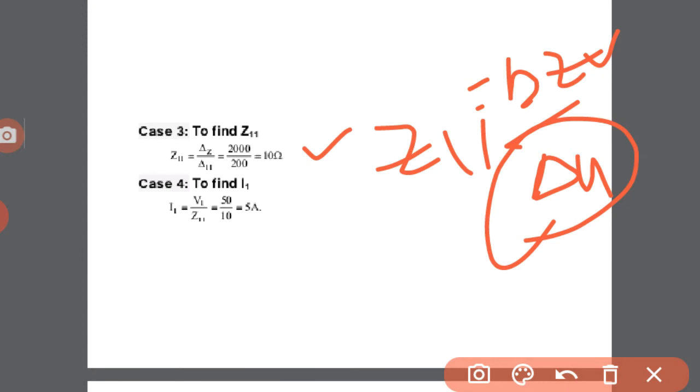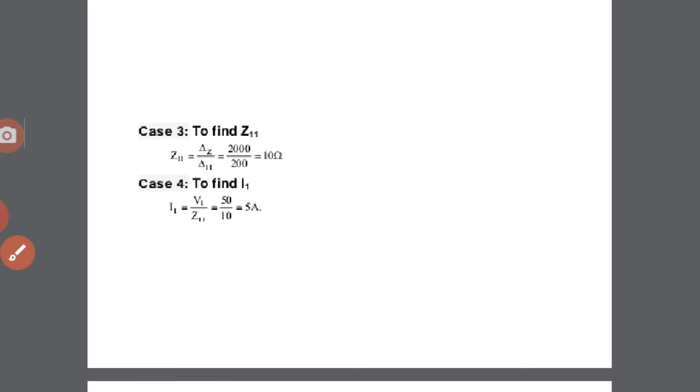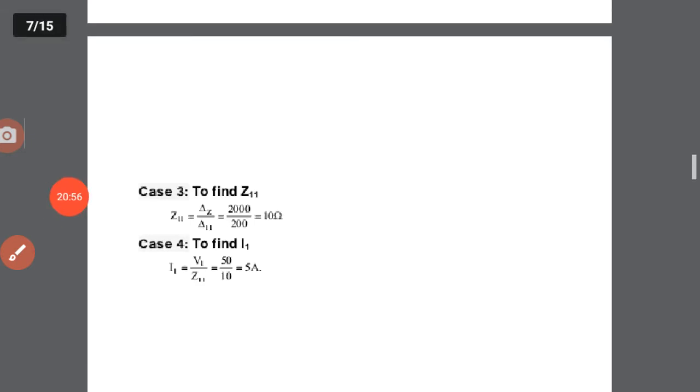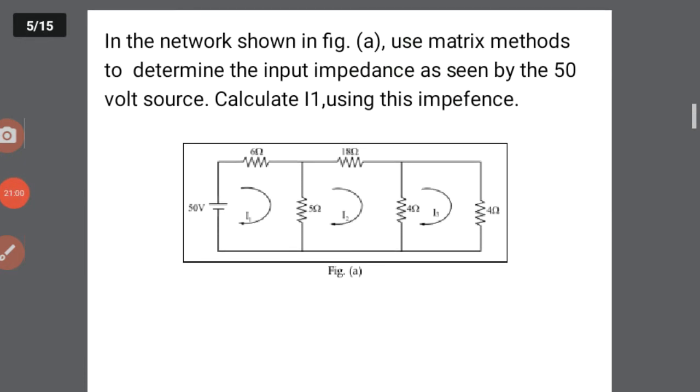Again, to find the value of the I1 current, we have already found the value of the impedance. Next, we already know the given value, V1. So I1 is equal to V1 by Z11. From that we get the value of the current, that is equal to 5 amperes. In this way you have to find the impedance values also. Okay, is it clear? So let us look once again.